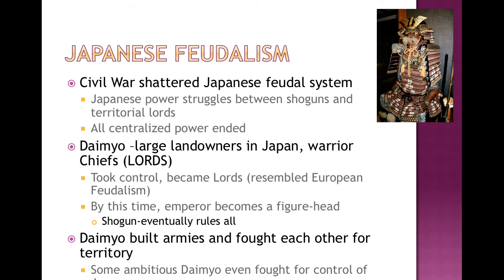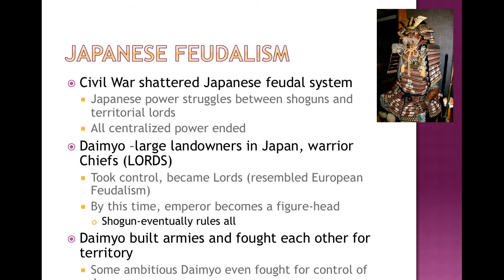Okay, to give you a little background on Japanese feudalism, in the 1300s, a lot of the Japanese unity that had been created starts to crumble, and in 1467, a civil war comes in and basically shatters the Japanese feudal system. There was a power struggle between the shoguns, which are the military leaders, and the territorial lords, and basically the entire power structure in Japan starts to crumble. All centralized power ends. During this time, it was a time known as the Warring States period.